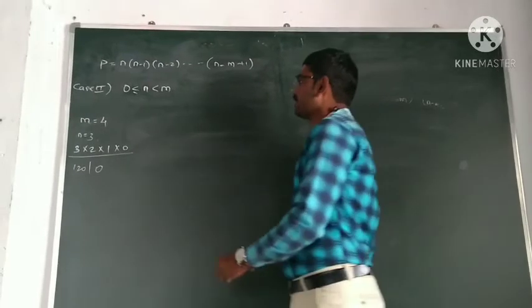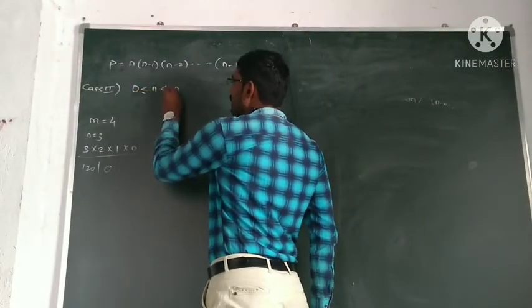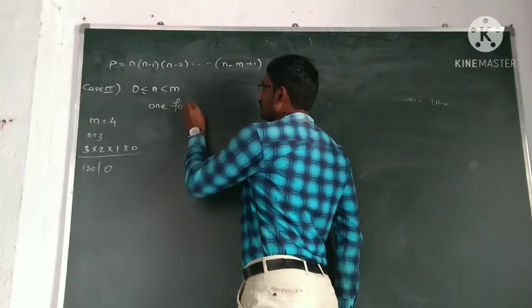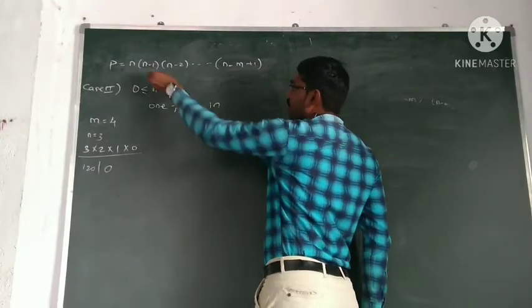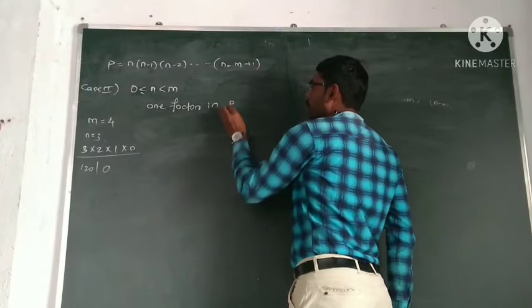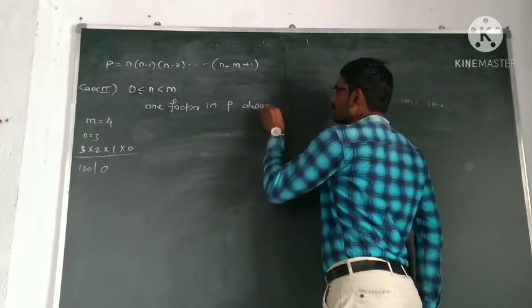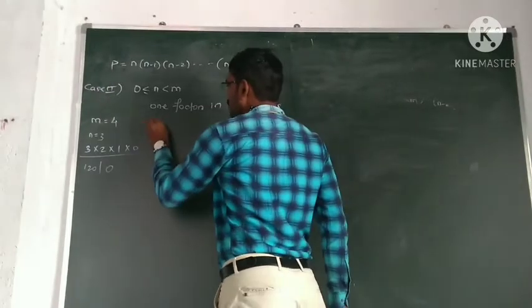So we can say, whenever n is less than m, one factor in the product P is always 0.